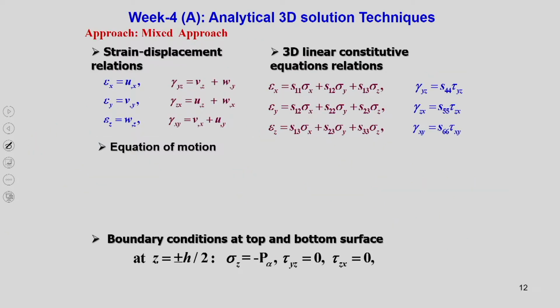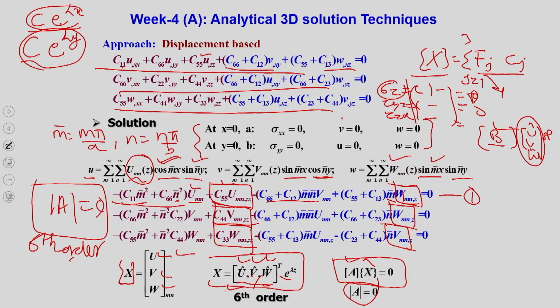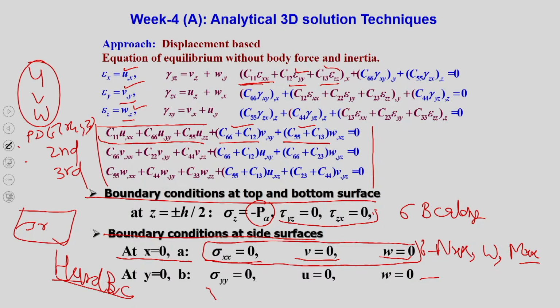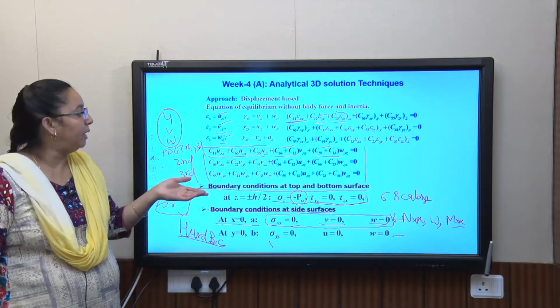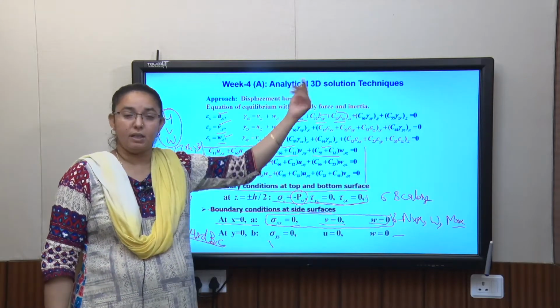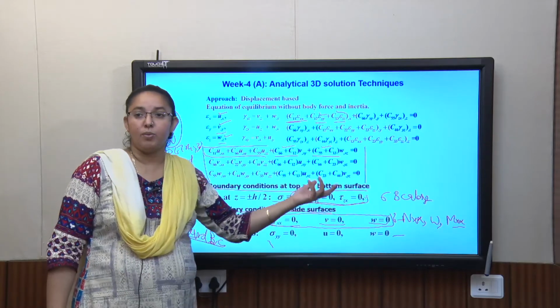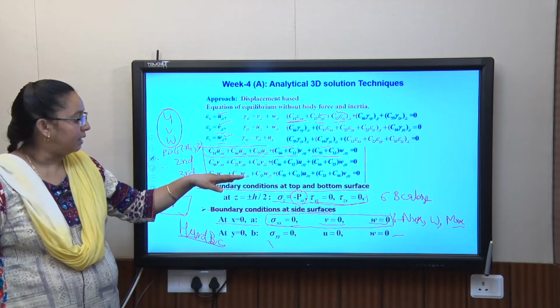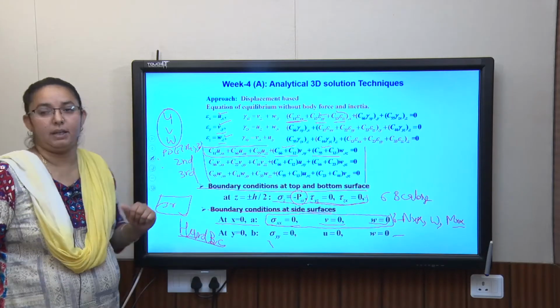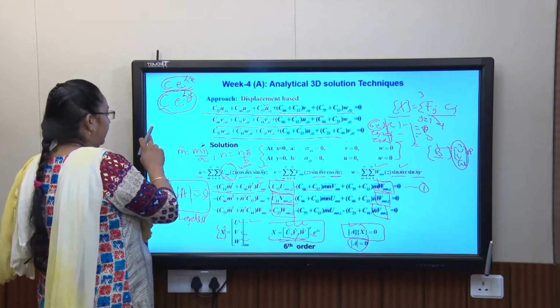Now we are talking about a mixed approach. Why is this mixed approach preferred? I would like to say that here you have to satisfy the boundary conditions, but your variables are u, v, w. So ultimately using those constitutive relations, you obtain sigma x in terms of u, v, w and then equate it to 0. So basically this satisfaction is not exact, because stresses are not your variable.